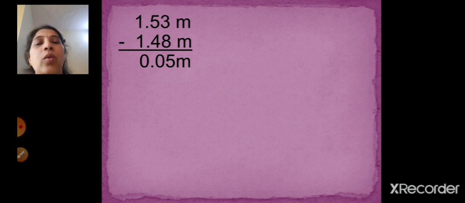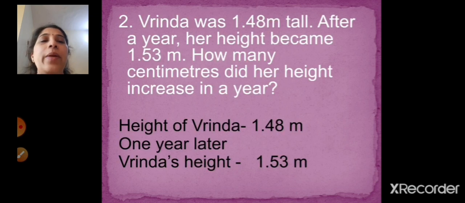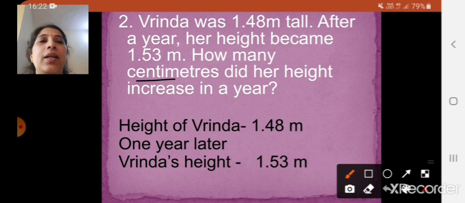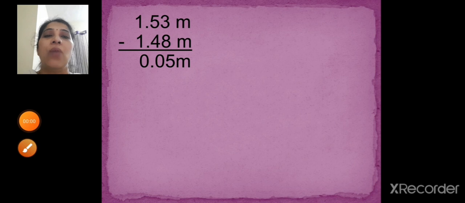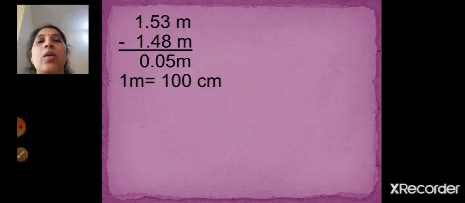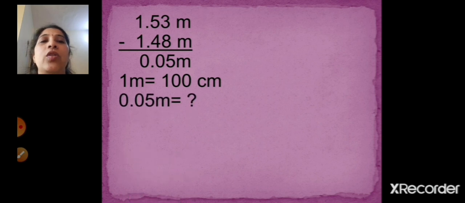Now children, what was there in the question? Just see. How many centimeters did her height increase in a year, right? They have asked in the question how many centimeters, whereas we have got the answer in meters, right? So now you have to convert this meter into centimeter. So 1 meter is equal to 100 centimeter, right? So 0.05 meter is equal to how many centimeter?